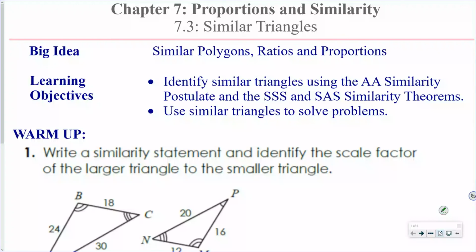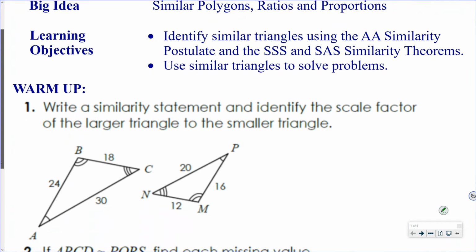Happy Friday! This is a similar lesson to the last one because we're going to talk about similar triangles. Okay, but first, we must warm up. We don't want to strain any math muscles.